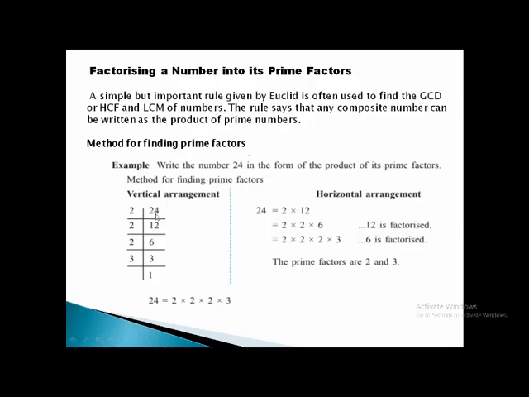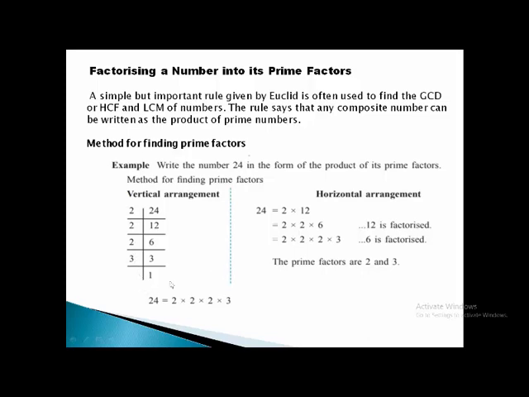If you see this number 24, it is divisible by 2. When you divide 24 by 2, you get 12. Then again dividing by 2, you get 6. Again by 2, you get 3. And again by 3. After this, you cannot divide the number. So all these are the prime factors of 24.